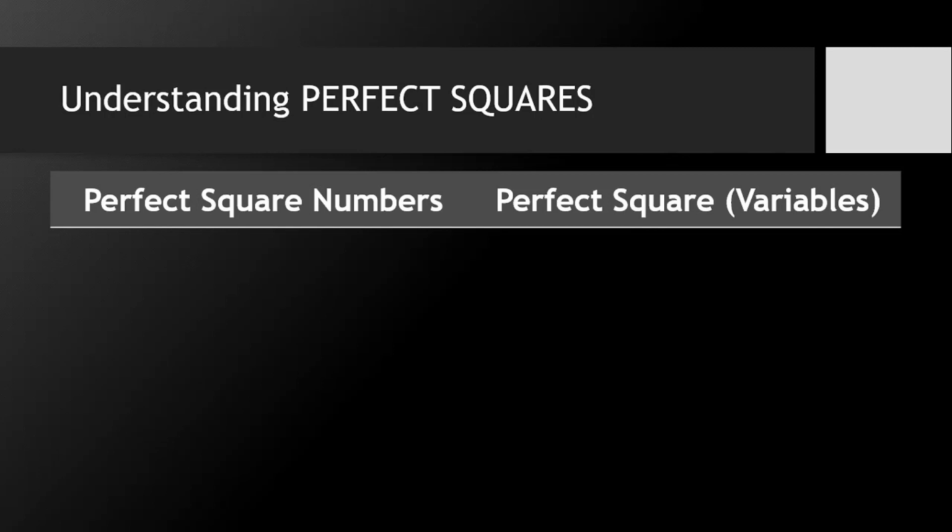So what are perfect square numbers? I will be giving you the first four perfect square numbers in mathematics. We have 1, 4, 9, and 16. So these are the first four perfect square numbers in mathematics.